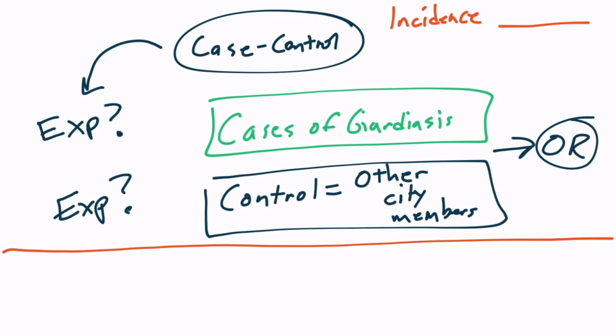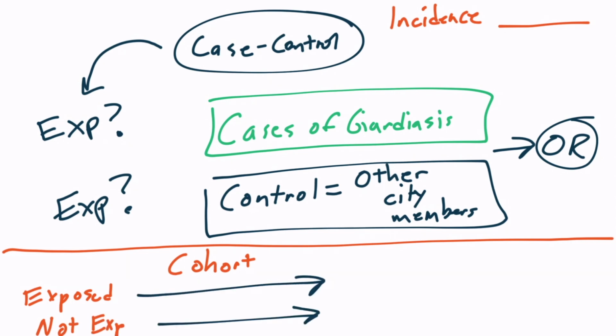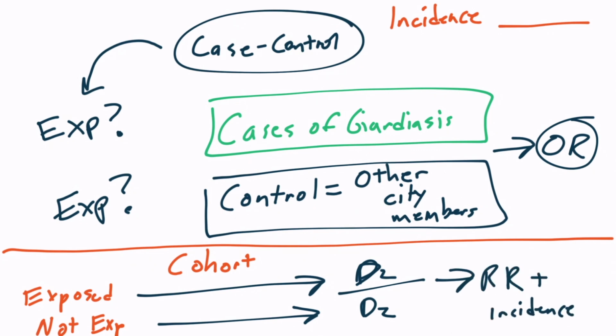Recall which study can find incidence? It's a cohort study. Recall that cohort studies start with an exposed group and then they follow them over time to see who gets the disease in each group. And this can give you relative risk and incidence. So in the study that the city performed, which was a case control study, they cannot find incidence.